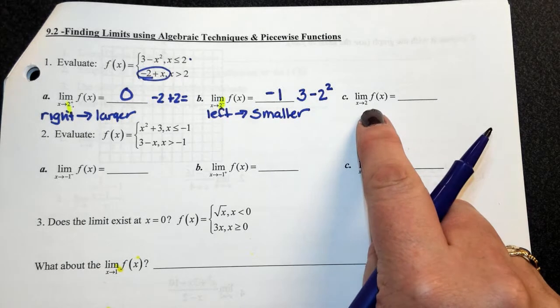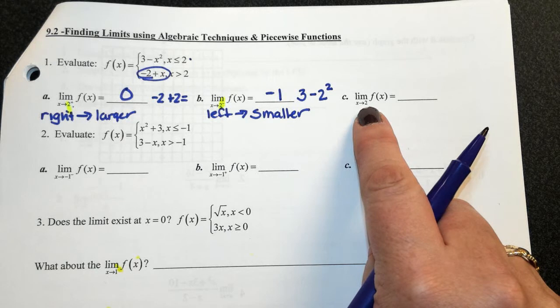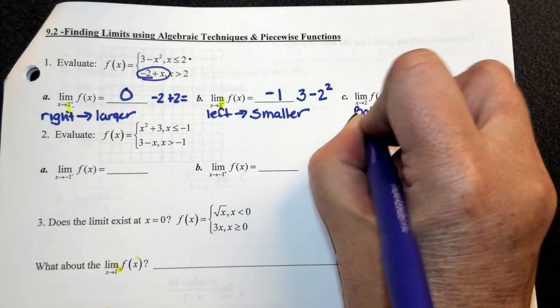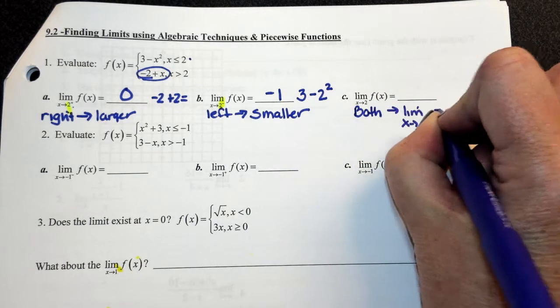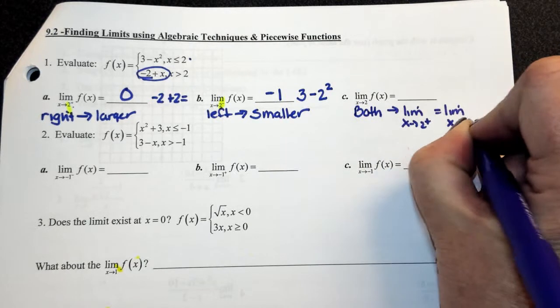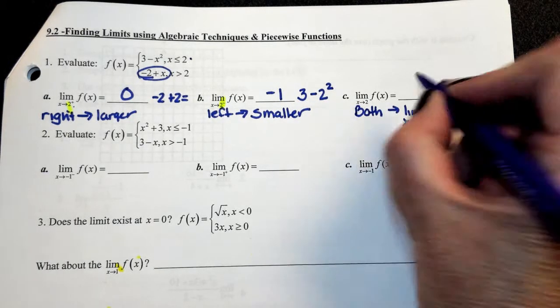So now taking a look at C. The limit as x approaches 2. What side am I looking at? Left, right, or both? Both. So I have to look at both. Remember, for this to exist, the limit as x approaches 2 from the right has to be equal to the limit as x approaches 2 from the left. So remember, in order for this two-sided limit to exist, what happens on the right and the left has to be the same. Are they the same number? You already found left and right in A and B. Are they the same number? No. So we would say that this limit does not exist.